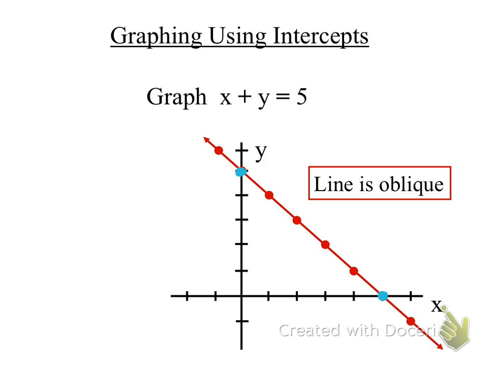Do you see the 2 little blue dots that I put on? Oblique just means it's diagonal as opposed to vertical or horizontal. The 2 points I put on the x and y axis are where the line, the linear equation, meets the x and y axis.